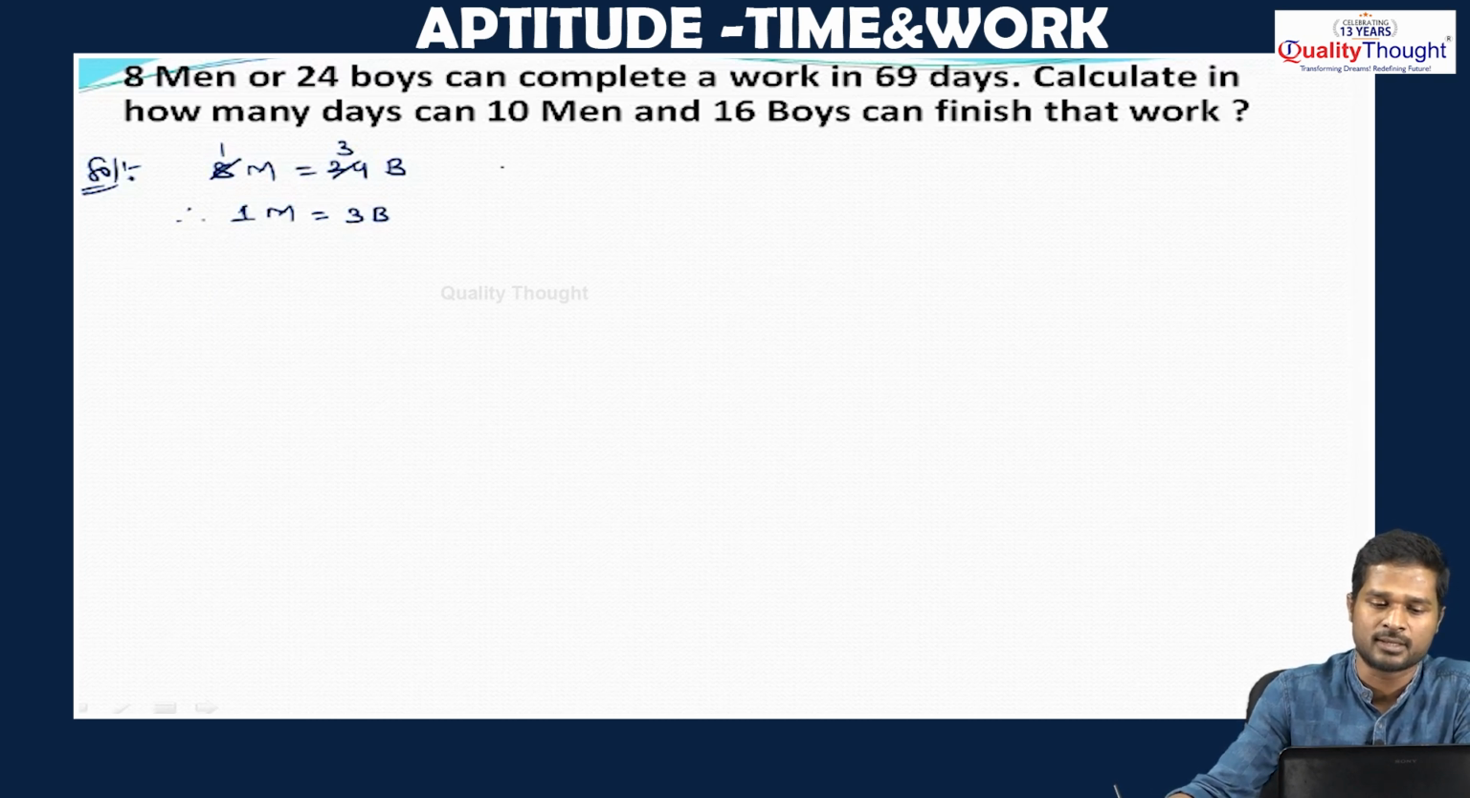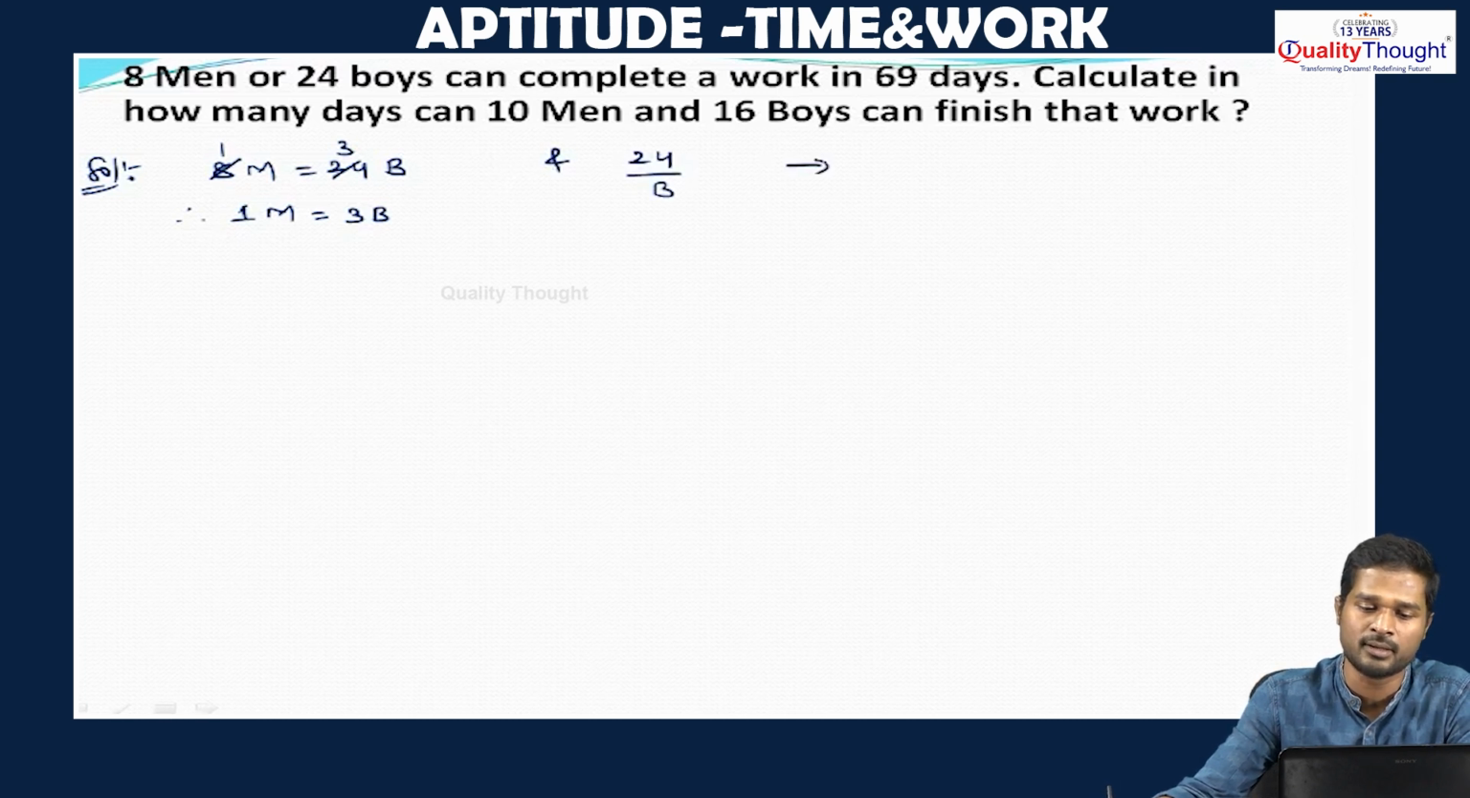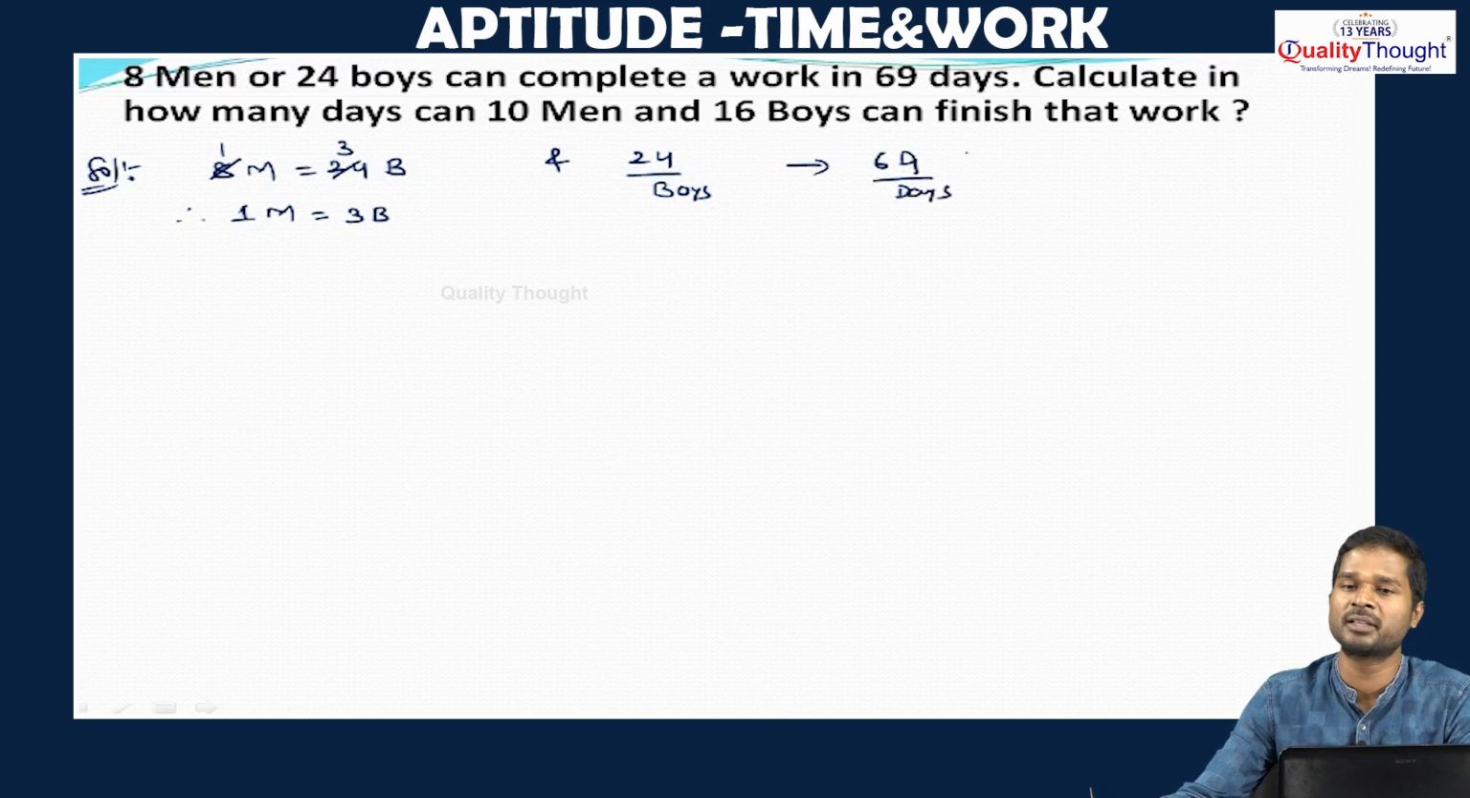First I will take 24 boys can complete the work in 69 days. That means I am going to convert this entire question into boys. I will take 24 boys will complete the work in 69 days. This is 24 boys, I will write here 69 days. 24 boys complete the work in 69 days.